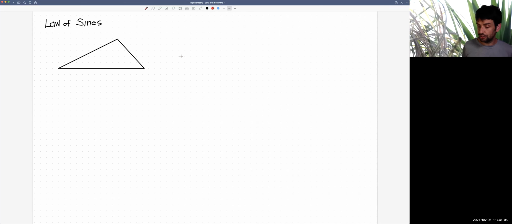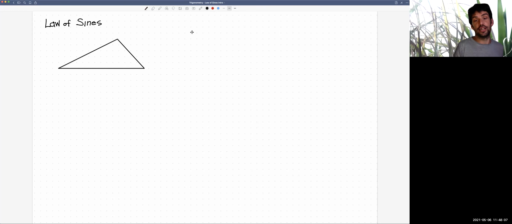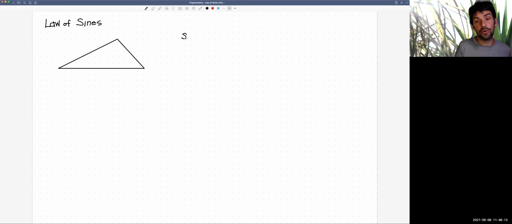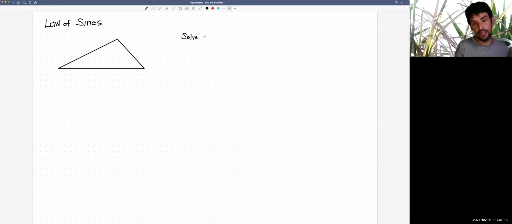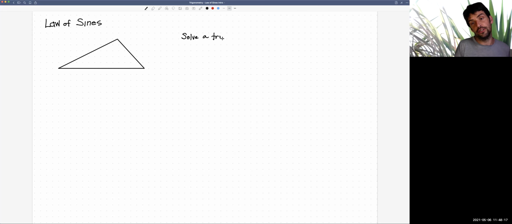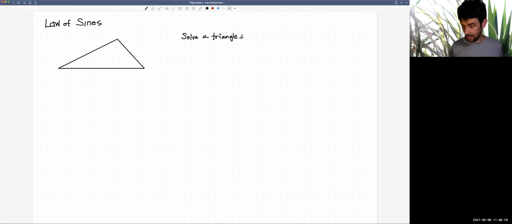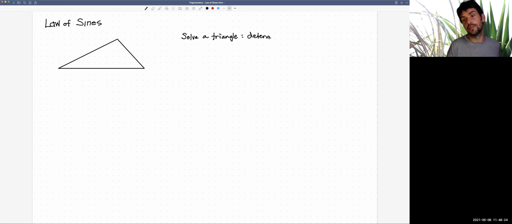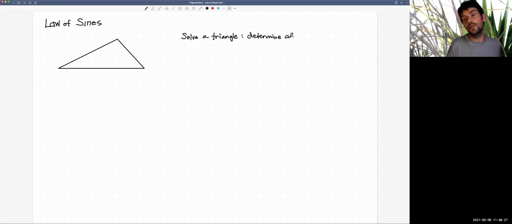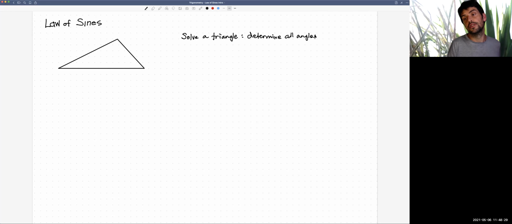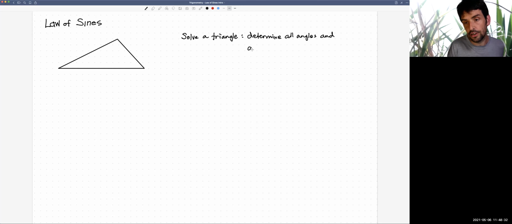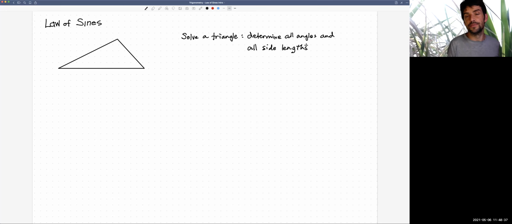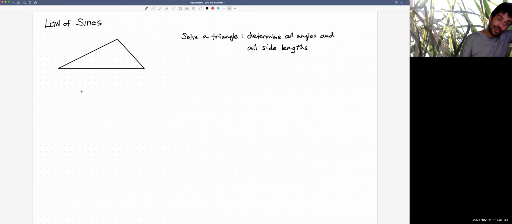We're going to do what we call solving a triangle. So I want to say what that is before we get to the law, so we see what the goal is. So what we're thinking about doing is solving a triangle. And what we'll mean by this is determine all angles and all side lengths. Okay, so for any triangle, there'll be 6 of these, right?